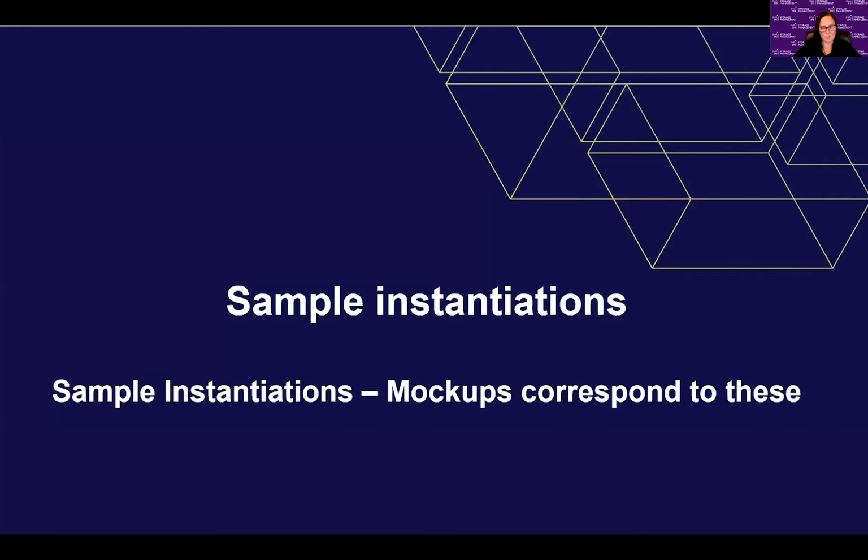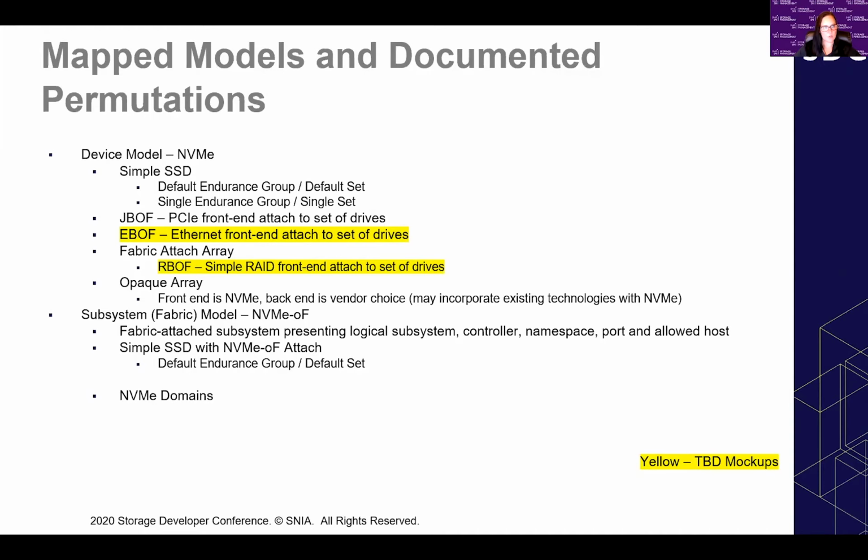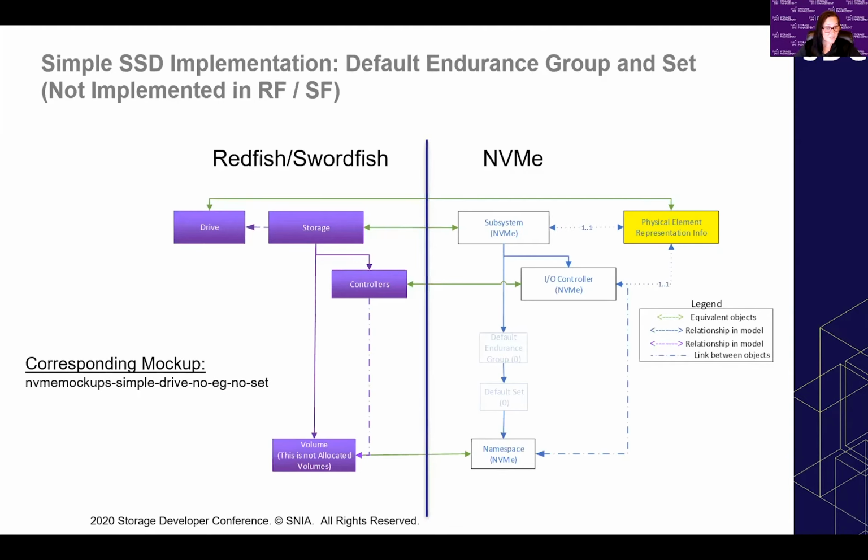So now some of the sample instantiations. One of the things we did was we worked through all of these instantiations to make sure that the model was consistent. We created mockups for all except the two that are in yellow. We have an intent to go back and do them. We'll see if that actually happens. But all the rest of these, you'll find the mockups on swordfishmockups.com. I'm going to go through a couple of these just to highlight how this whole thing is working.